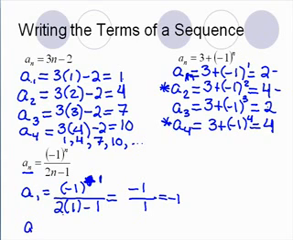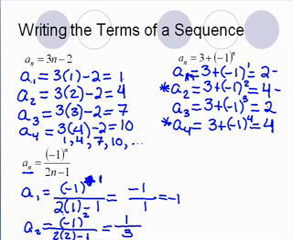Our second term is going to be negative 1 squared over 2 times 2 minus 1. When you square negative 1, you get a positive 1, and that's going to be 1 over 4 minus 1, which is 3. So you see we've changed the signs. Term 1, we had a negative, and term 2, we had a positive. So let's see what term 3 is going to give us.